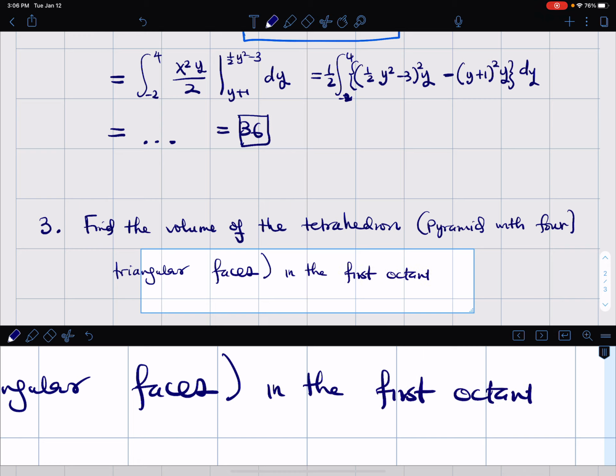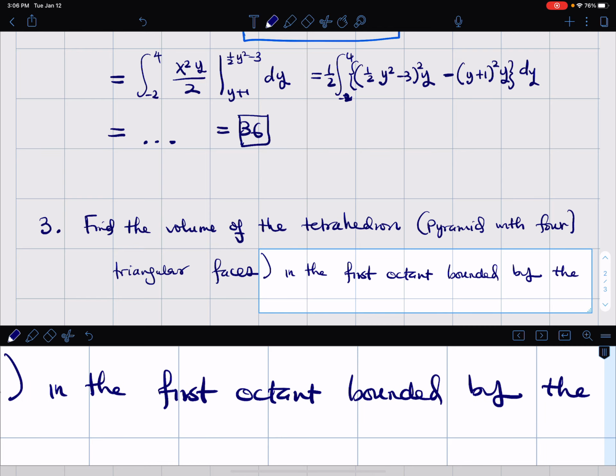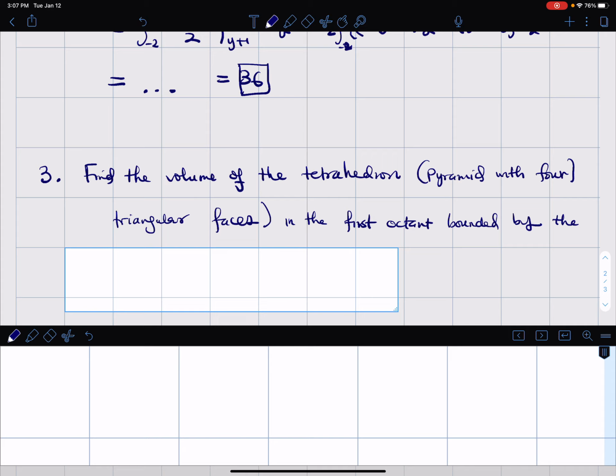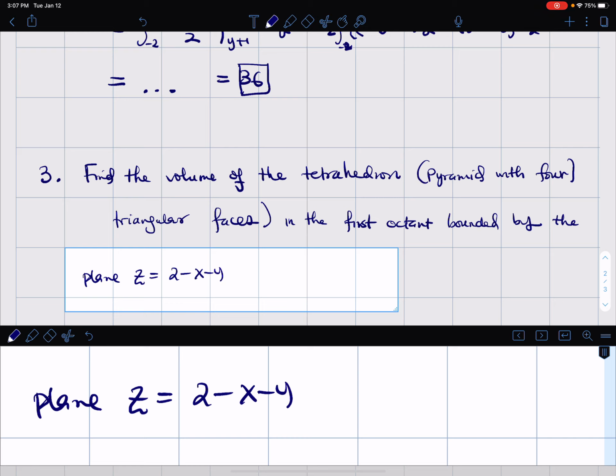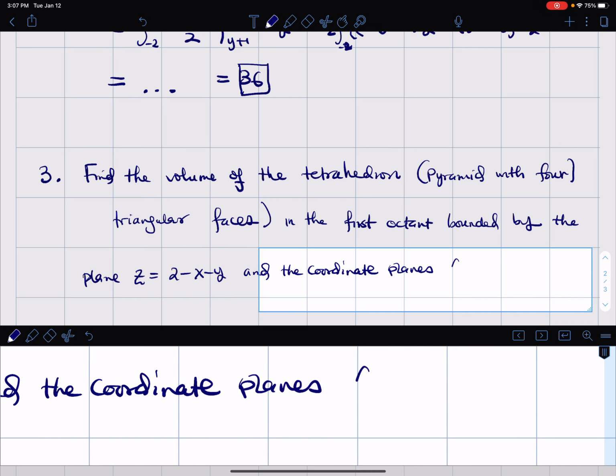The first octant, bounded by the plane z equals 2 minus x minus y, and the coordinate planes x equals 0, y equals 0, and z equals 0.